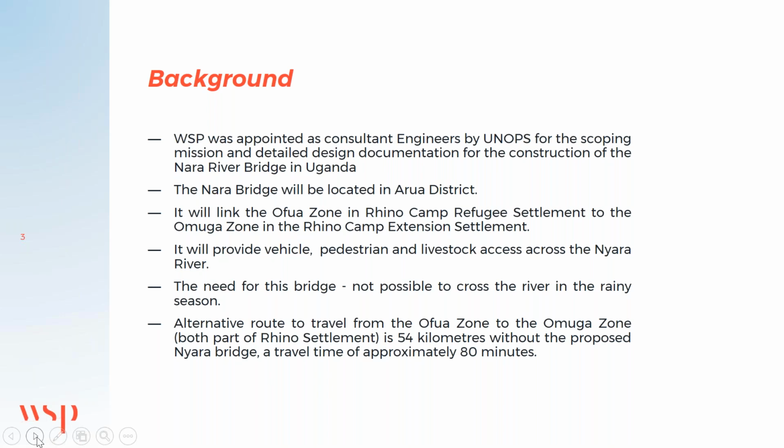The bridge will provide vehicular, pedestrian, as well as livestock access across the Nyara River. The reason this bridge is needed is because it is not possible to cross the river during high floods and high currents. In fact, there have been reported incidents of death caused by overflooding of the river. Most importantly, the bridge is also needed because the alternative route to travel between the two zones is 54 kilometers at an approximated time of 80 minutes.